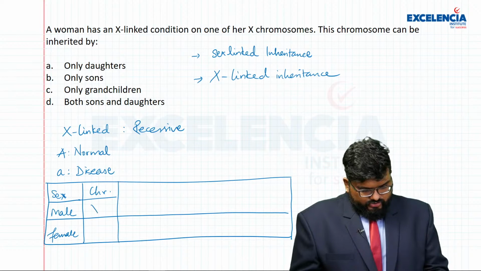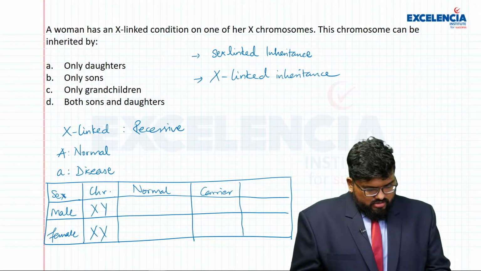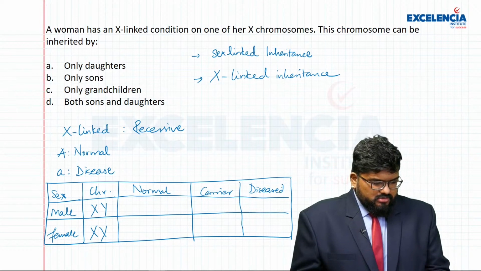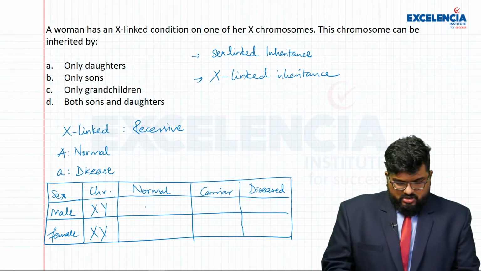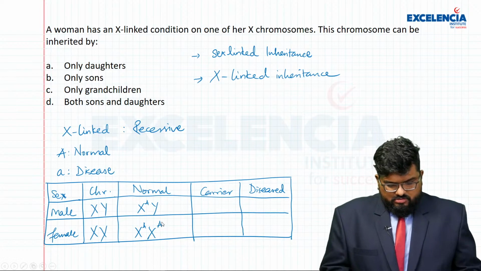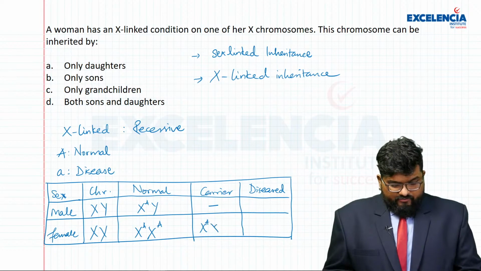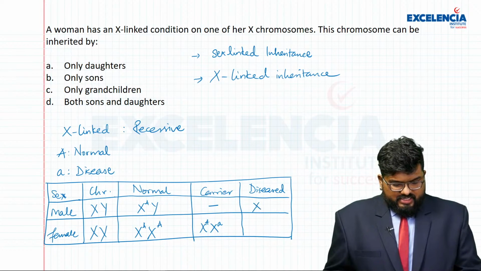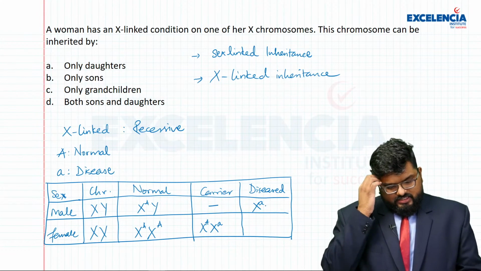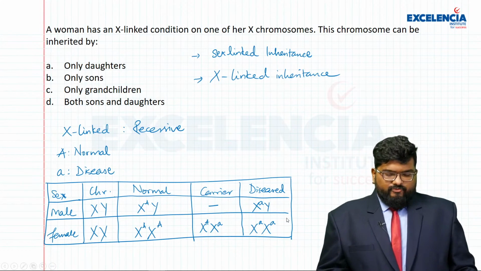Sex chromosomes are going to be XY, XX. Then normal, carrier, and diseased conditions. There's no carrier when it comes to the male, but the female can be a carrier. Diseased condition here is X small a Y, and the disease condition over here is this, for the female.